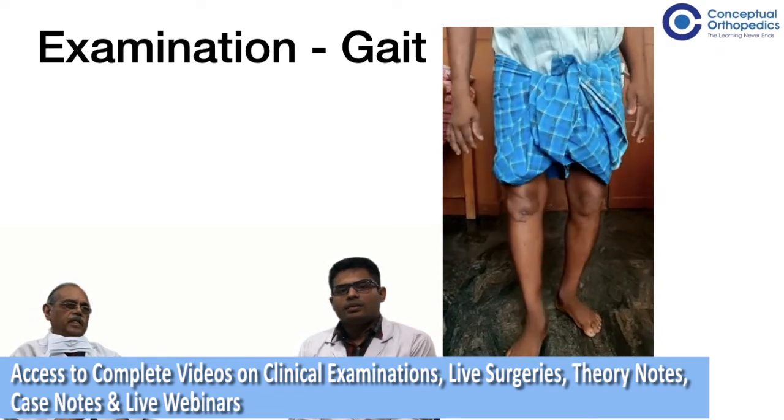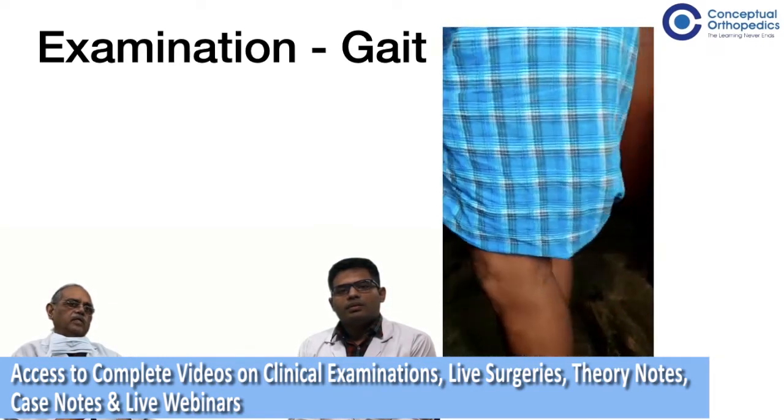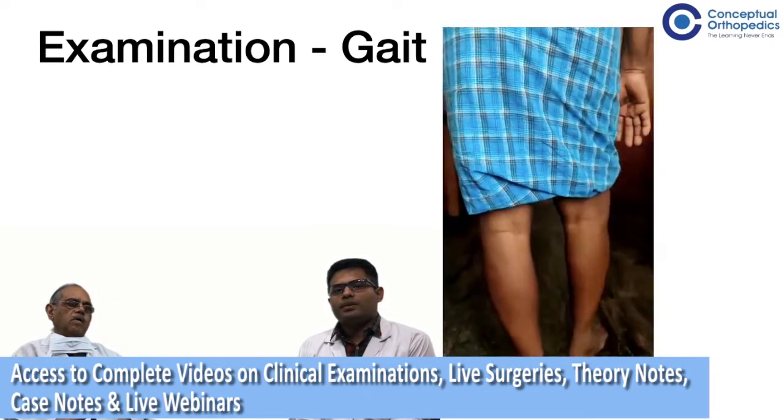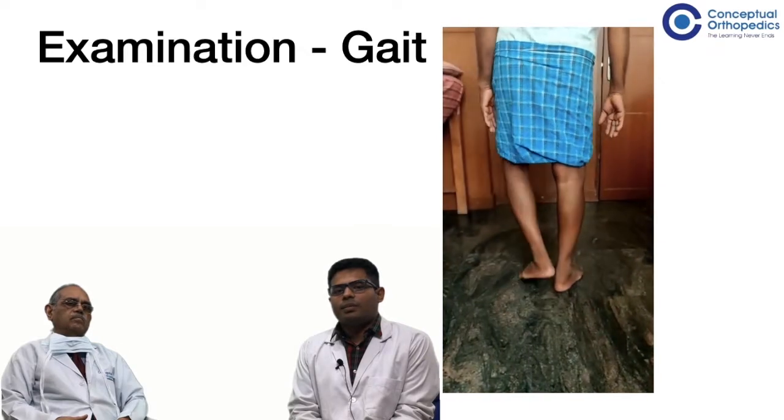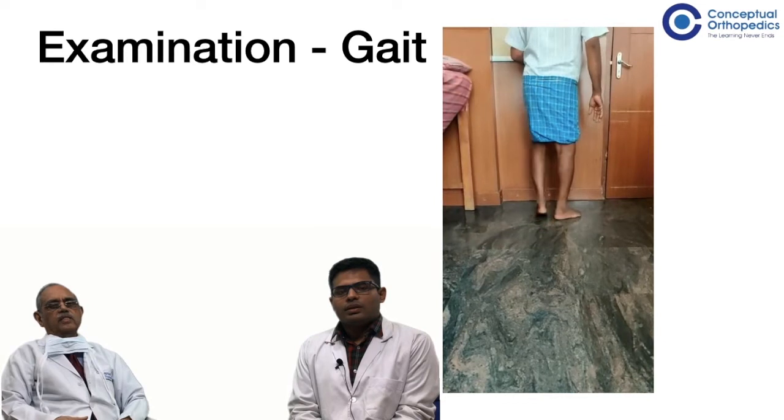It's an antalgic gait. Why an antalgic gait? Why in this particular case did you say it is antalgic? Sir, because the stance phase on the right side is decreased as compared to the opposite limb, sir. The stance phase, good. The stance phase is less. Number 2.